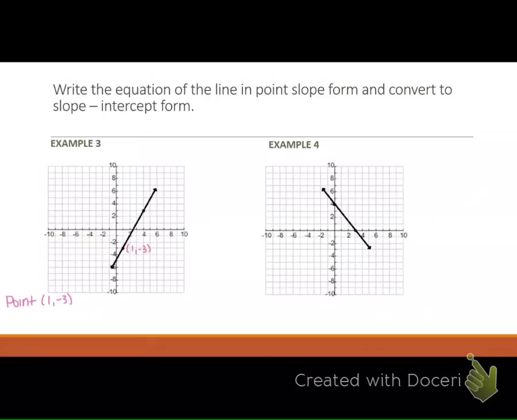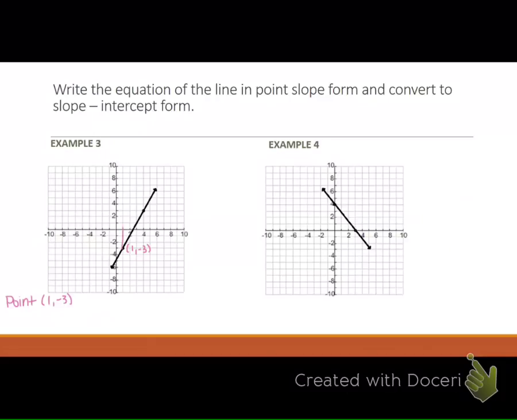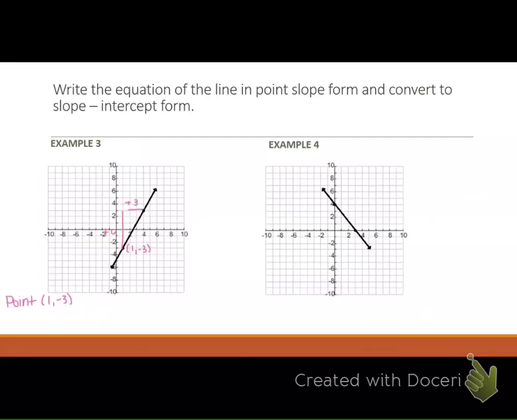Okay, what is the slope of this line? What is the slope of this line? It's going up 1, 2, 3, 4, 5, 6 over 1, 2, 3. So that's 6 over 3. And that's positive, right? Up is positive, right is positive. So 6 over 3 is 2.